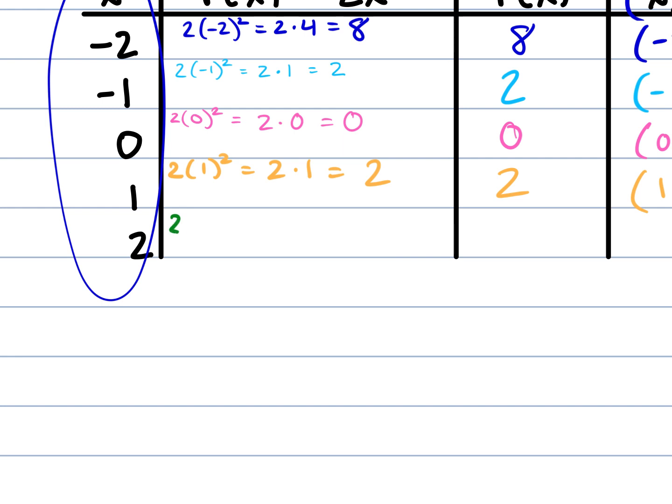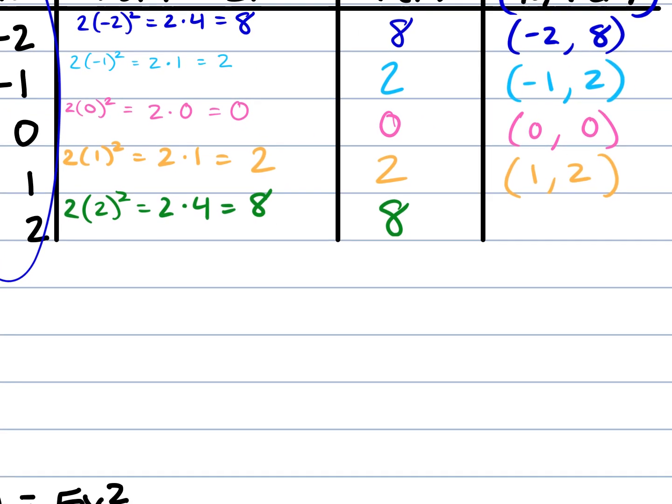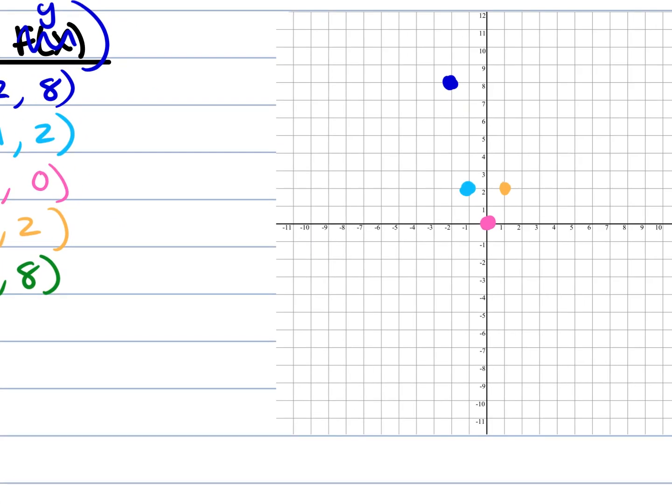Lastly, let's plug in 2. 2 times 2 squared. 2 squared would be 4. And 2 times 4? 8. So we got 8. What would our point be? 2, 8. So we're going to go to the right 2 and up 8.